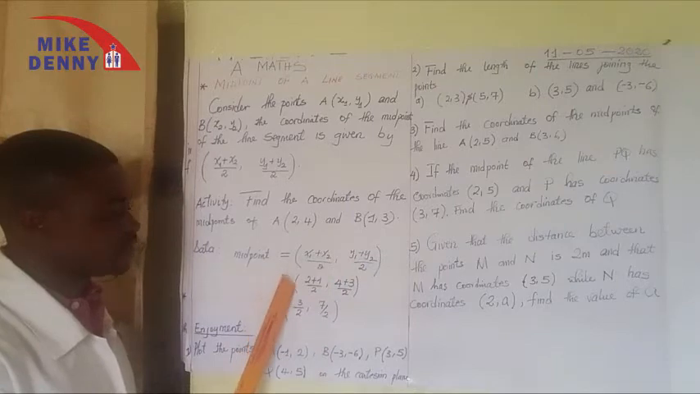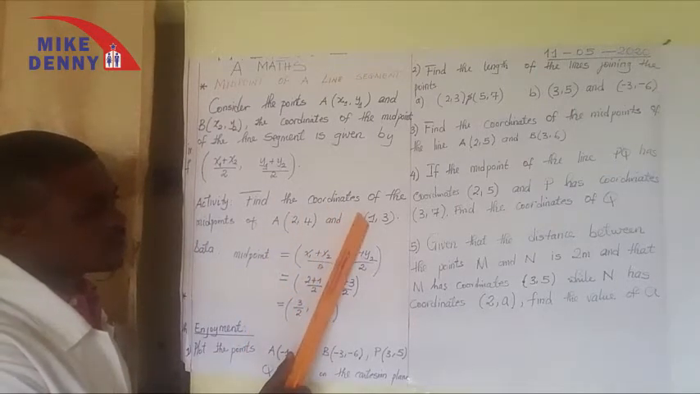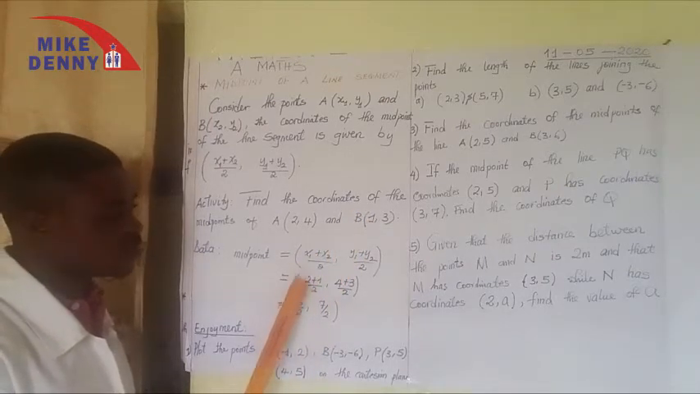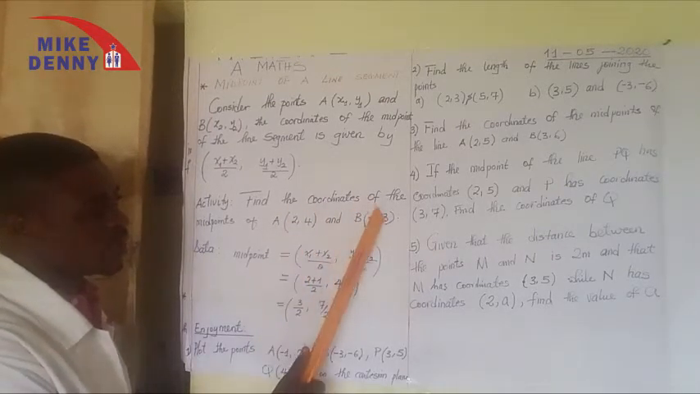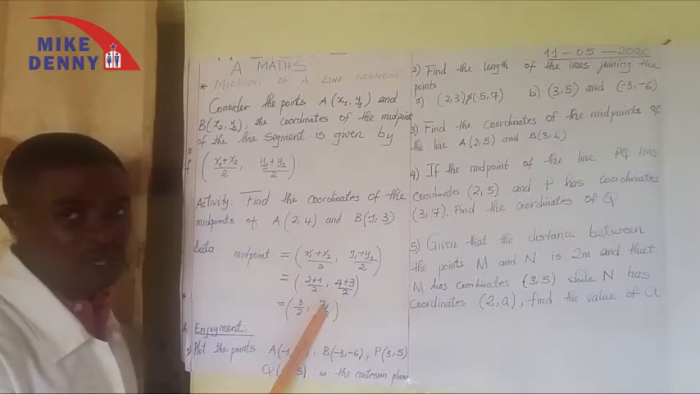If I add the x's, x1 is 2 and x2 is 1, so you add, it's 3 divided by 2, 3 over 2. y1 is 4, y2 is 3. If you add, it gives 7 divided by 2. That's the answer. That's all for midpoints.